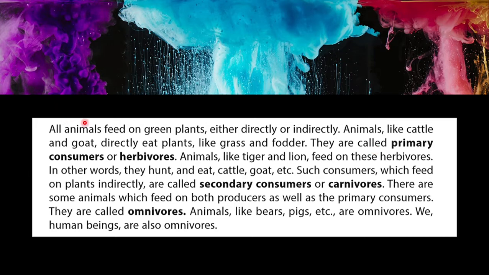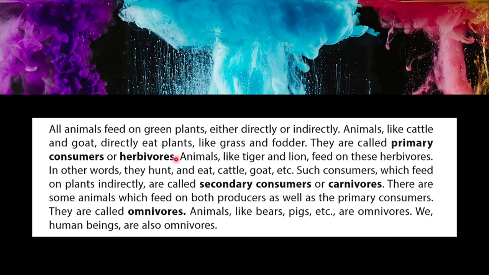Okay. All animals feed on green plants. Now you will have a question that the lion does not feed on green plants. Yes, the lion does not eat green plants. The next line is either directly or indirectly. Some animals like the cow and goat directly eat green plants. Animals like cattle directly eat plants like grass and fodder.